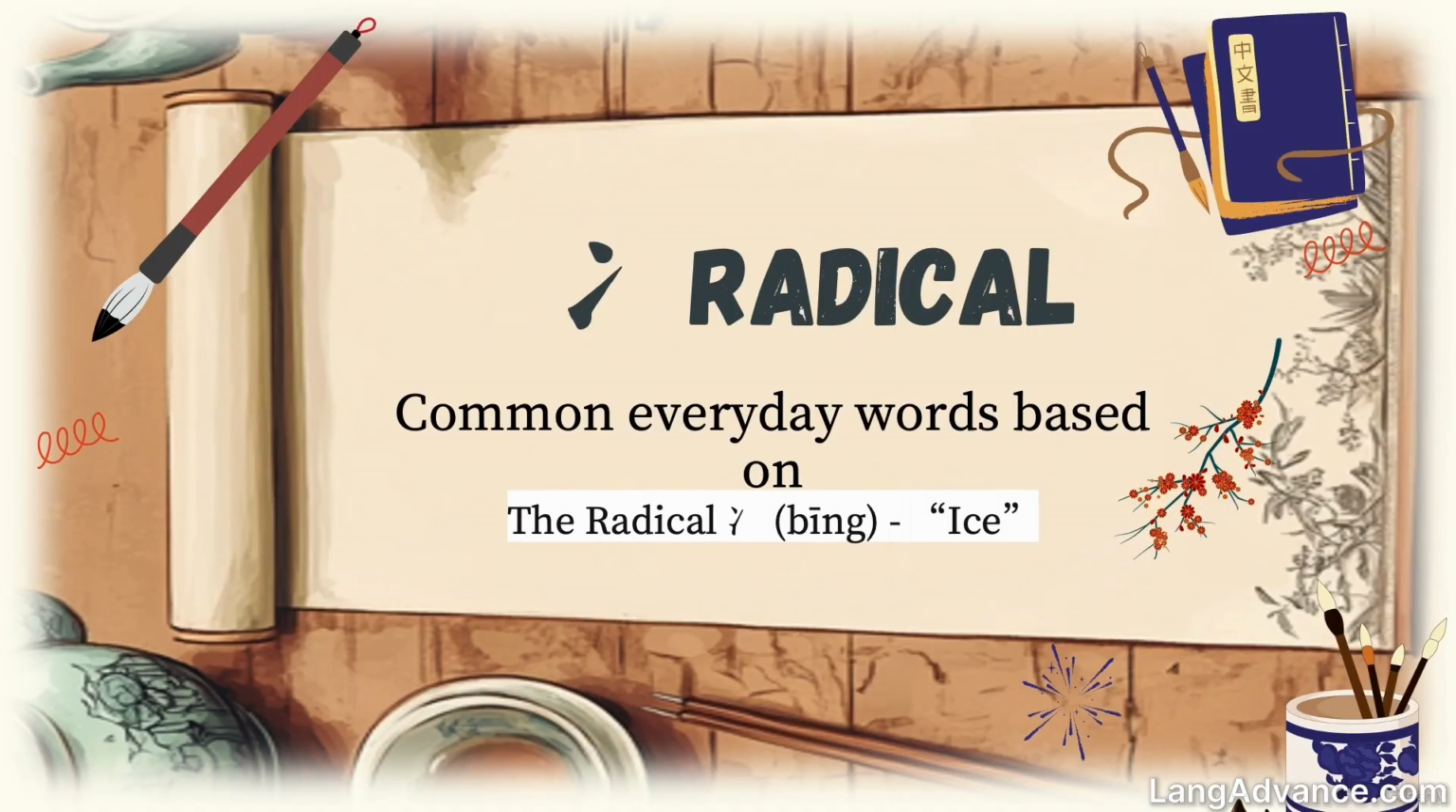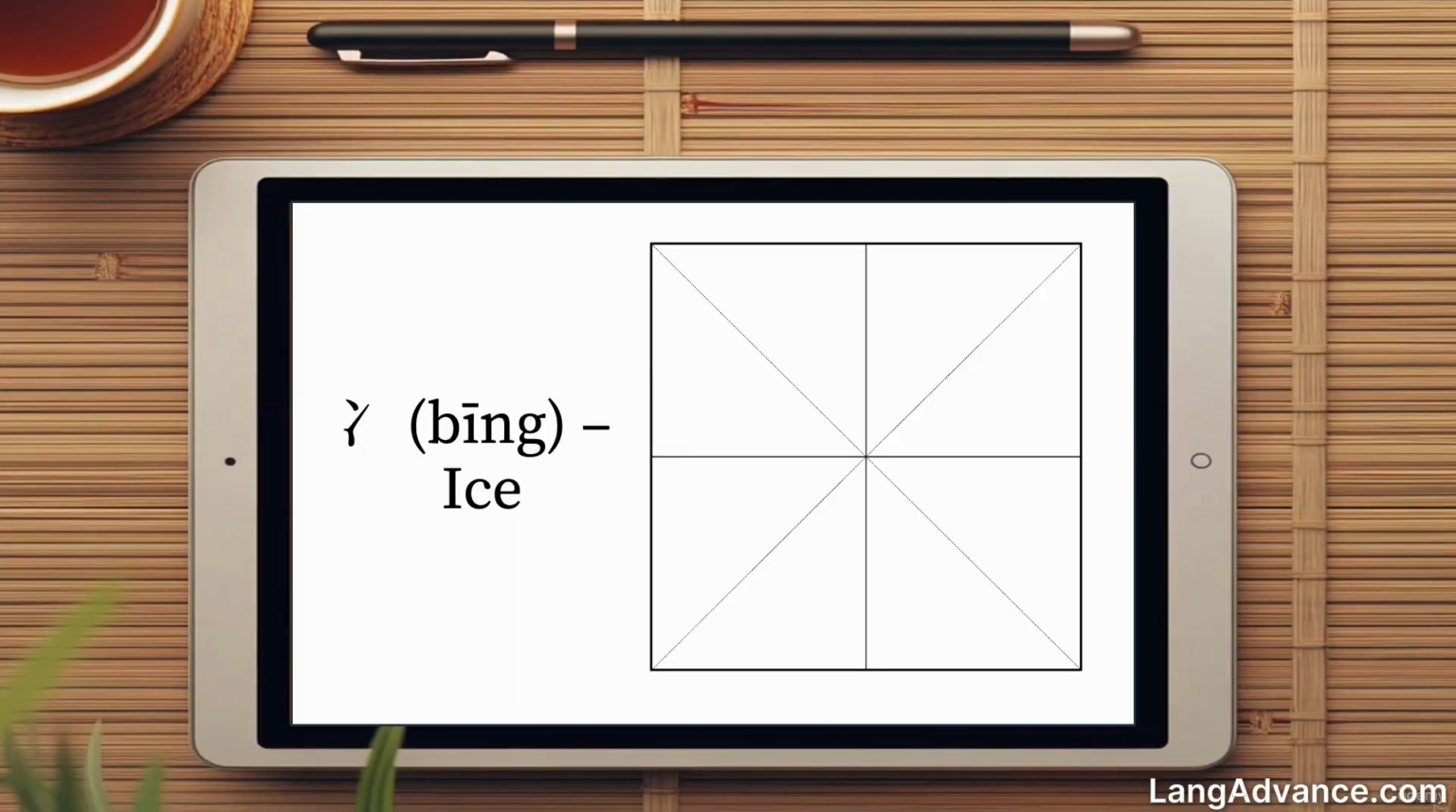Hi, and welcome to this course. Today, we are going to be focused on the common everyday words based on the radical bing. Now, this radical is commonly found on the left side of characters and typically indicates if the character has something to do with ice, cold, or freezing stuff. Let's start by writing the bing.